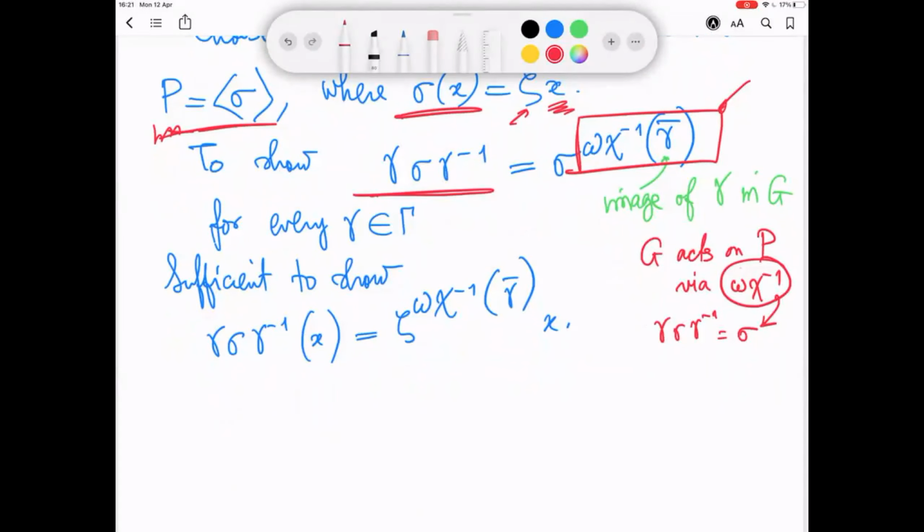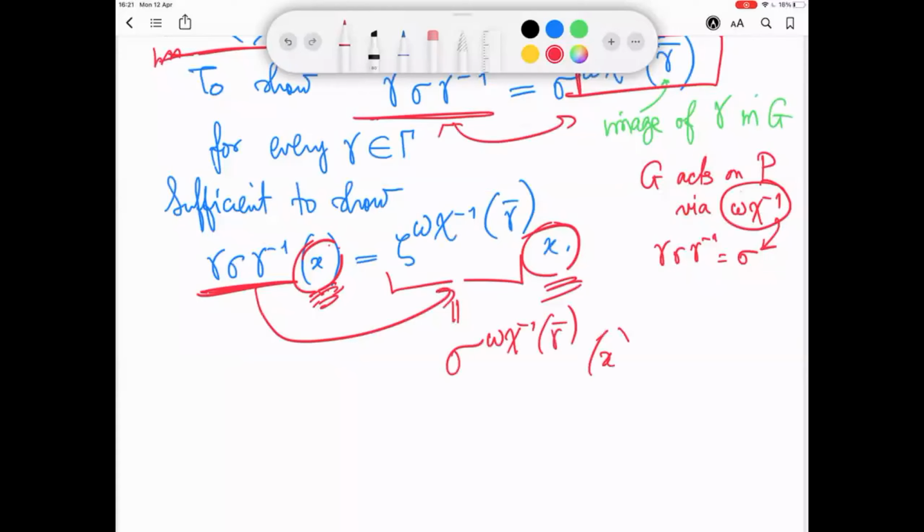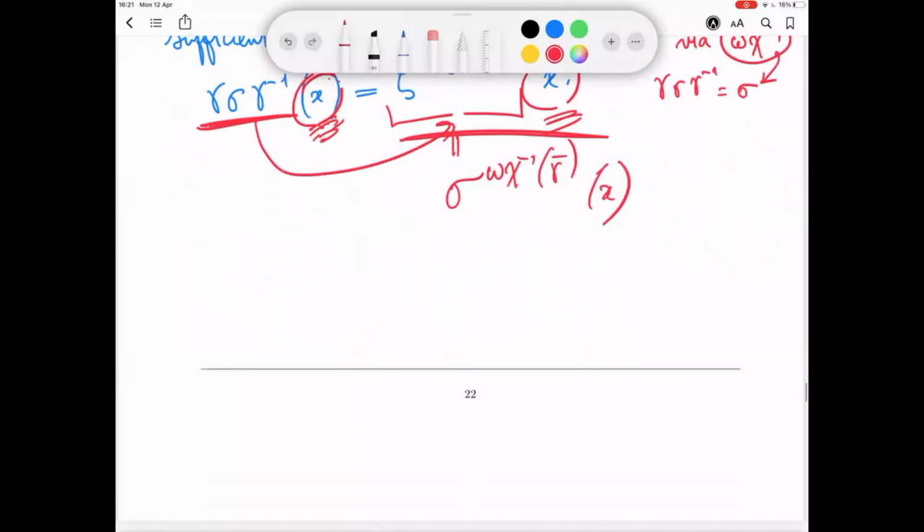And of course, these are all elements of the group P. And to show that these two elements of the group P are equal, it's enough to show that they do the same thing to X. So yeah, we have to show that this applied to X is zeta to this power times X. Okay. And this is what sigma to the power omega chi inverse gamma bar does to X, right? Okay, so let's get going.